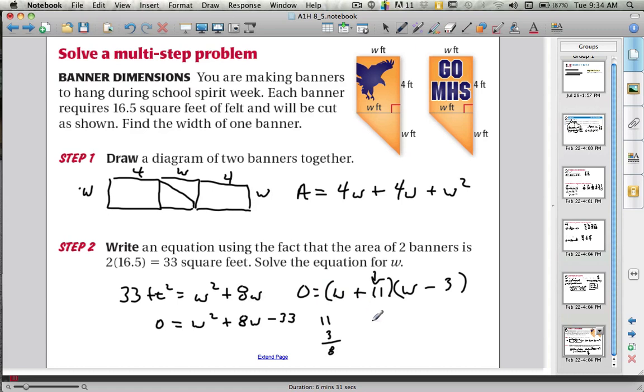Now, when we look at this, I can say then W is going to be equal to negative 11, or W is going to be equal to 3. Well, can I have a negative amount of a banner? No, I can't. So the answer is W is 3. Okay? And that's working with quadratic functions with a leading coefficient of 1.